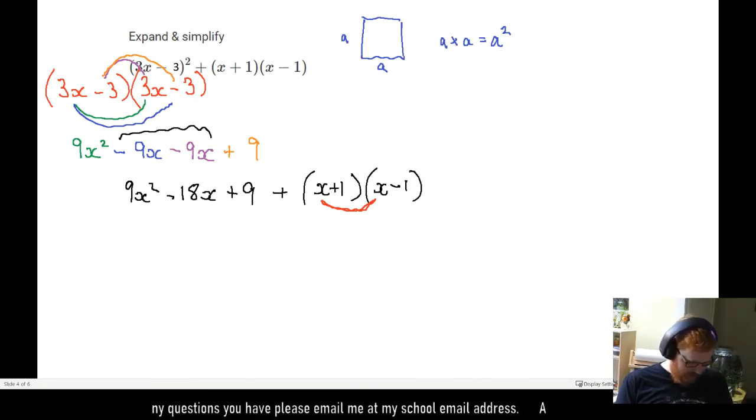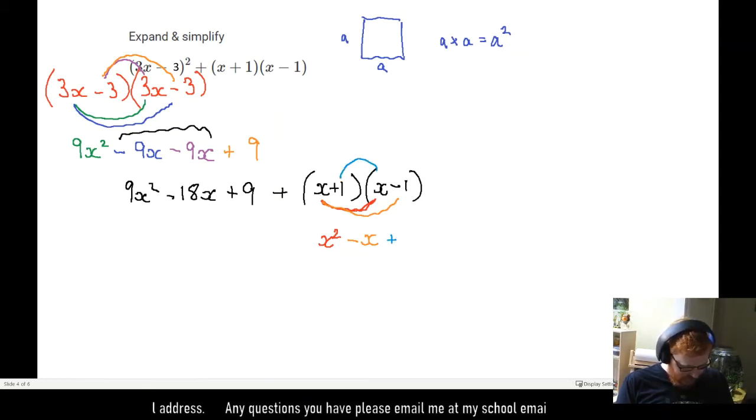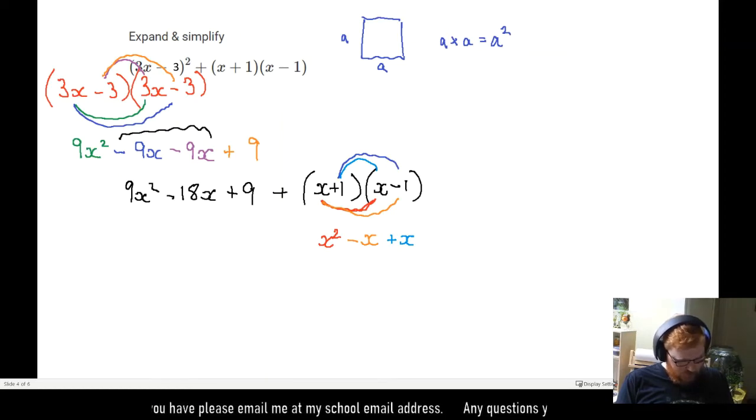So x times x is x squared. Now I'm going to do x times -1, that's negative x. I'm going to grab a different colour. I'm going to do 1 times x, so that's plus x. And now I'm going to do 1 times -1, which is -1. Negative times positive.